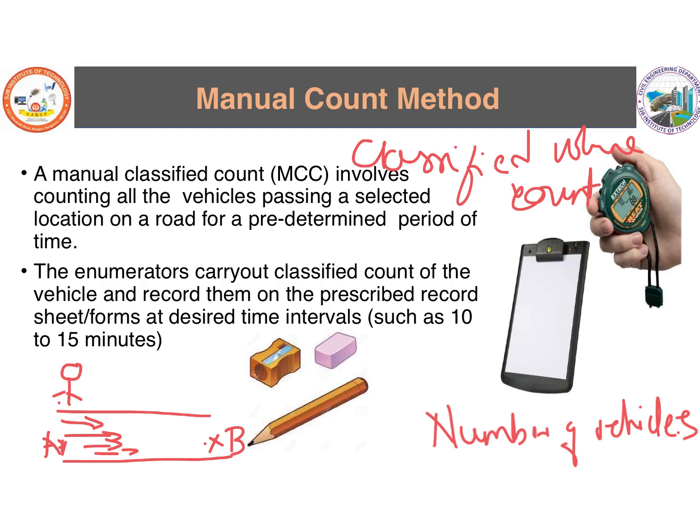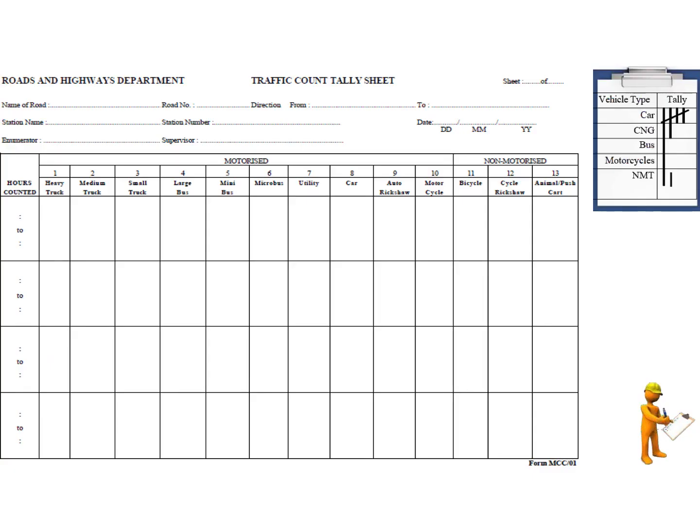Usually we count the details in intervals of 10 to 15 minutes. Data sheets will be there, so we split up the time into intervals of 10 to 15 minutes. He has to enter the number of vehicles passing the particular point in that 10 to 15 minute time. I'll show the log sheet which is used to conduct the traffic volume studies.